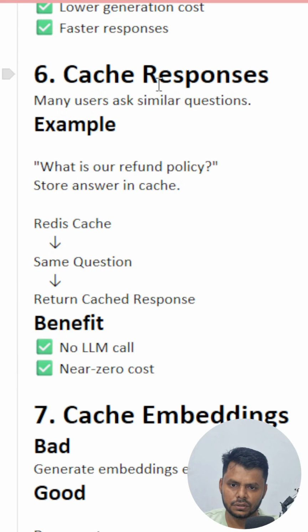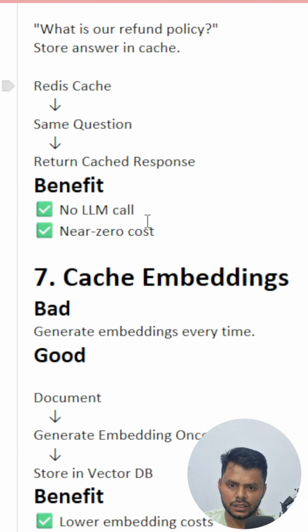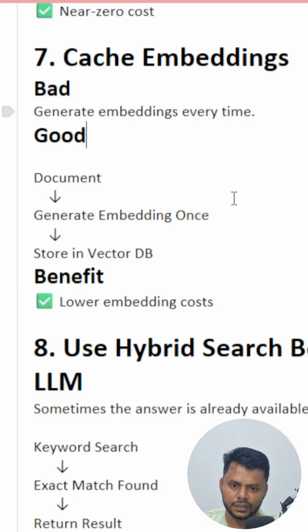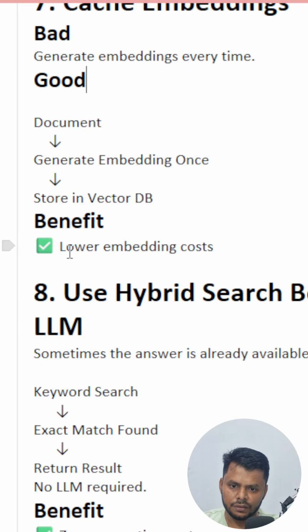Also we have caching the response. Frequently accessed responses, we can save to the cache, and in that case we have no LLM call again and again, near zero cost. And we also have caching embeddings. Instead of saving the embedding to the database, we can cache it and then respond back to the vector search. In that case we have a lower embedding cost.